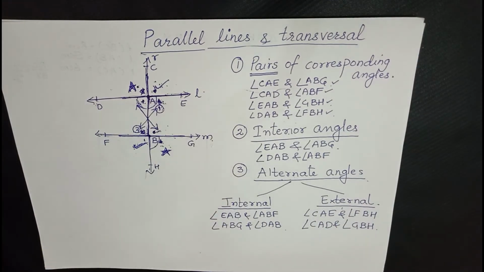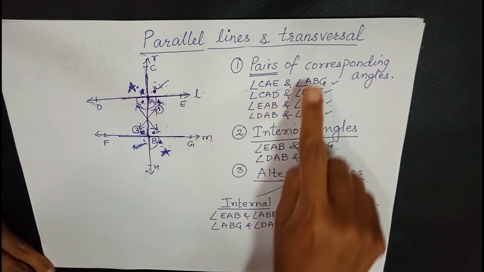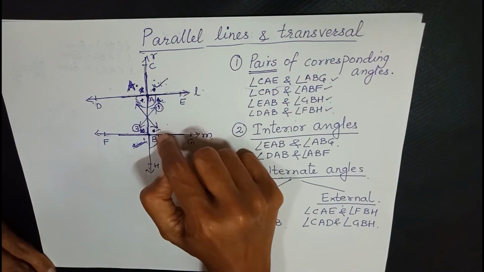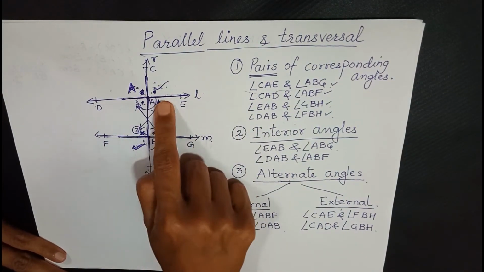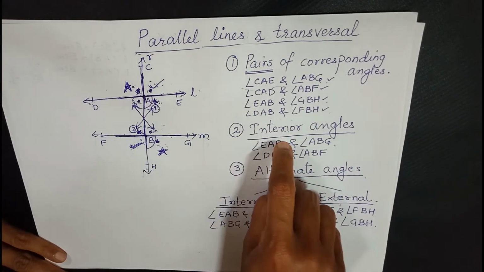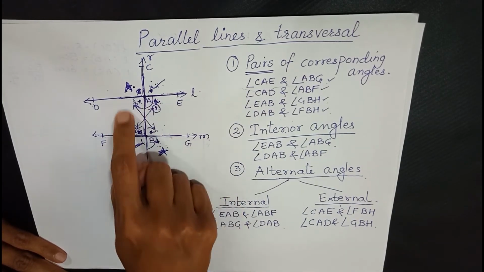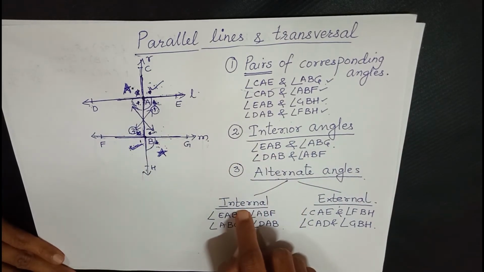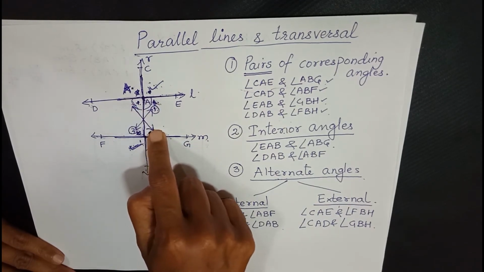So now these are the three pairs of angles that are formed because of a transversal. Which was the first one? Corresponding angles. What are corresponding angles? Above the parallel line on one side and on the other side, then below the parallel line on one side and below the parallel line on the other side. So how many pairs? Four. Interior angles are inside the parallel lines on the same side. So this is one pair, this is the other pair. Alternate is on the opposite side. So again you have these two as alternate angles and these two as alternate angles.